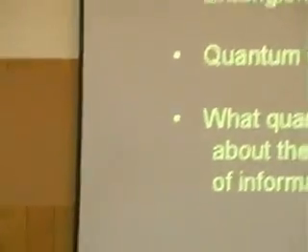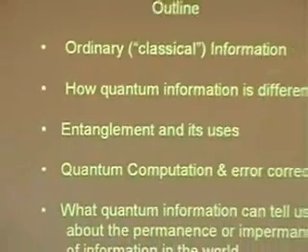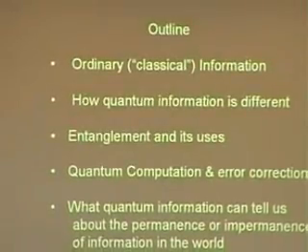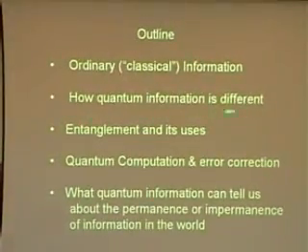I said, of course, well, my outline is I'm going to speak of what ordinary information is, classical information, which really everyone knows, even non-scientists, and how quantum information is different. Entanglement, I'm going to try to explain that and what it's good for. Something about quantum computation and error correction.